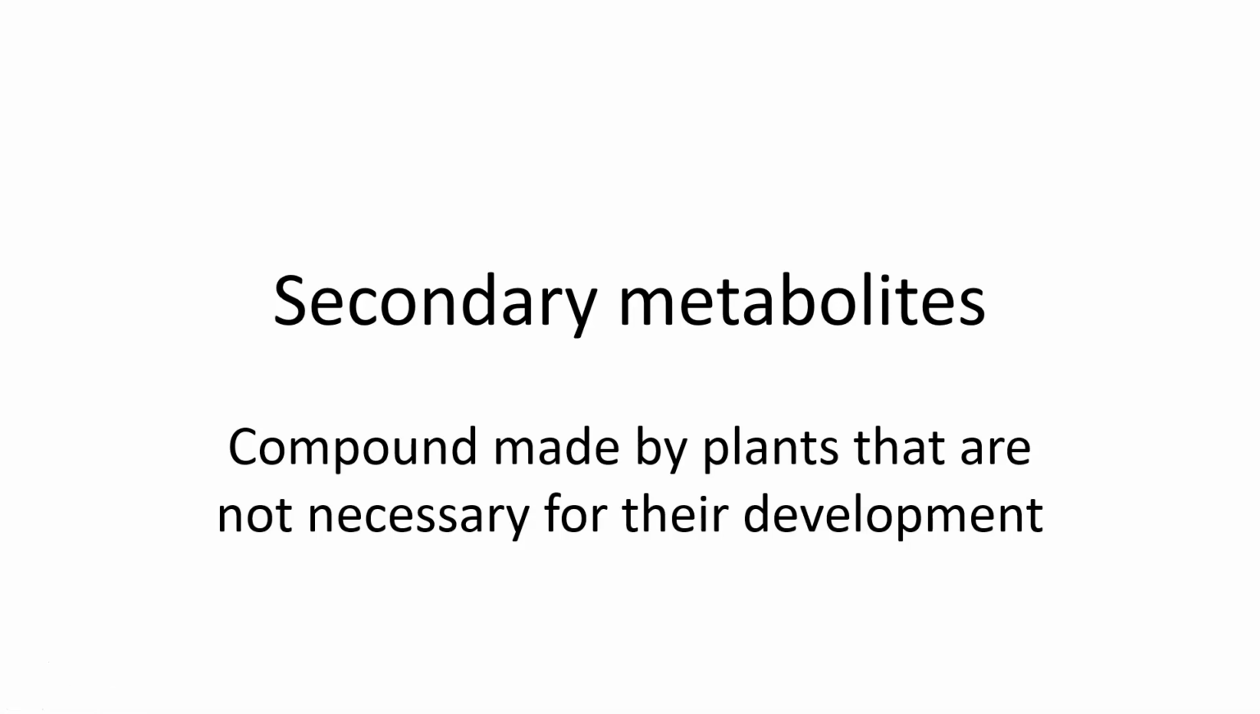Secondary metabolites are compounds that are made by plants that are not necessary for the development of the plant. When we look at these, we're going to talk about a lot of these. A lot of the ones we talk about are legal. There are some illegal ones out there, and they are basically secondary metabolites on plants that do things to other things that try and consume the plant.